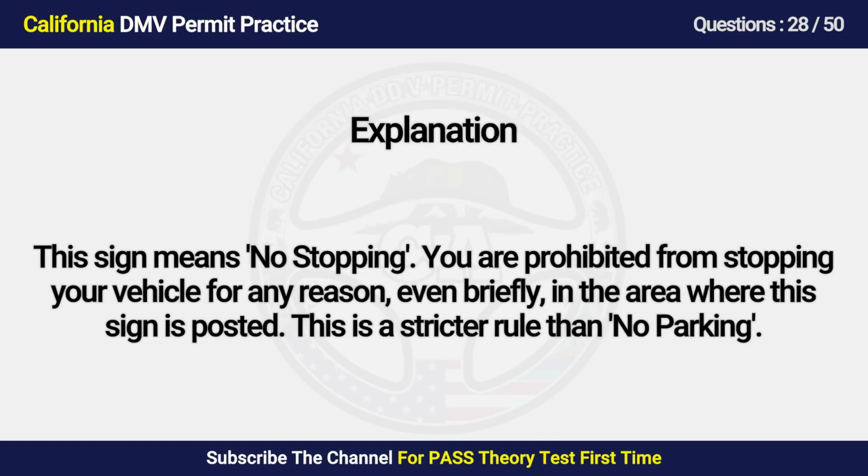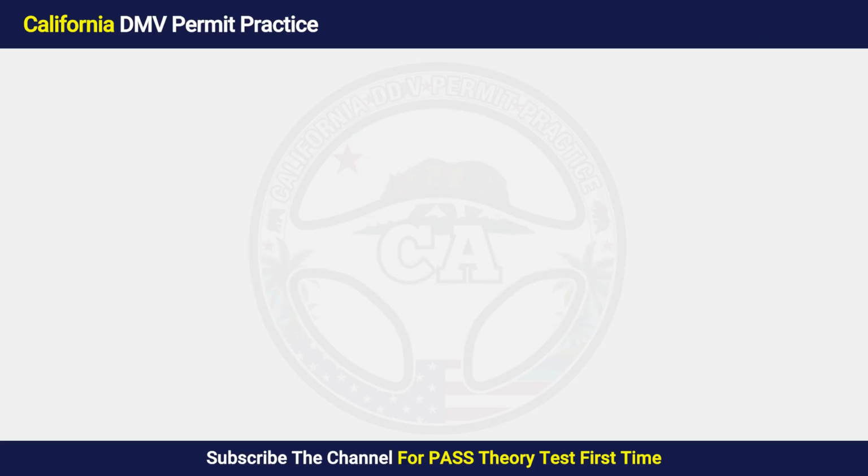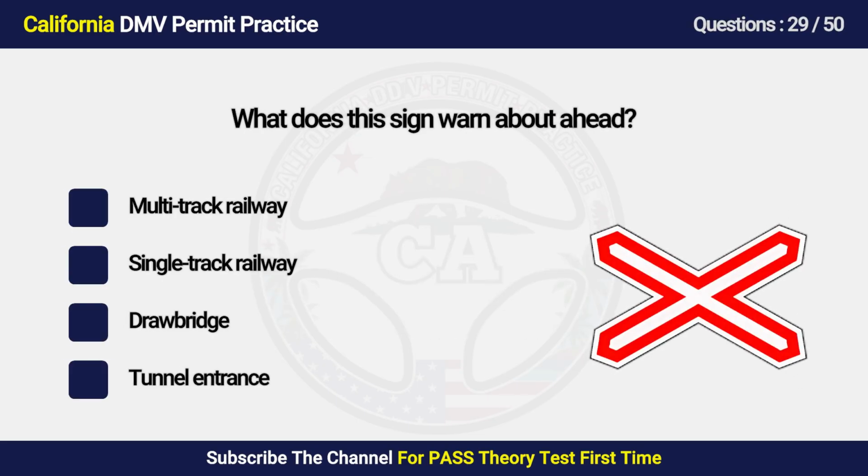This sign means no stopping. You are prohibited from stopping your vehicle for any reason, even briefly, in the area where this sign is posted. This is a stricter rule than no parking. Question 29. What does this sign warn about ahead?